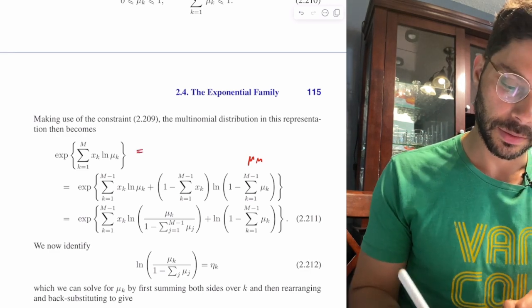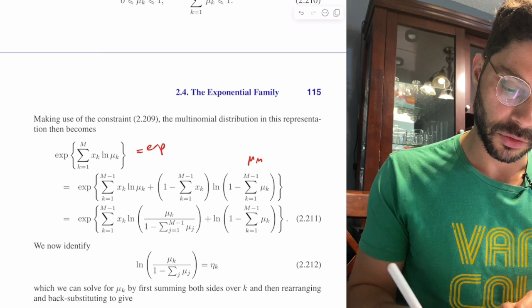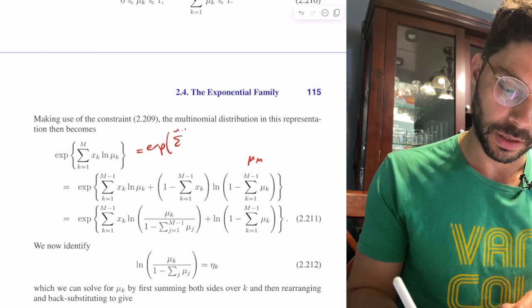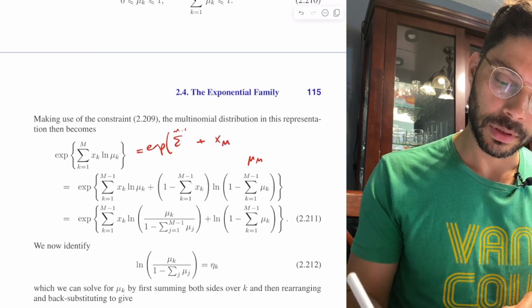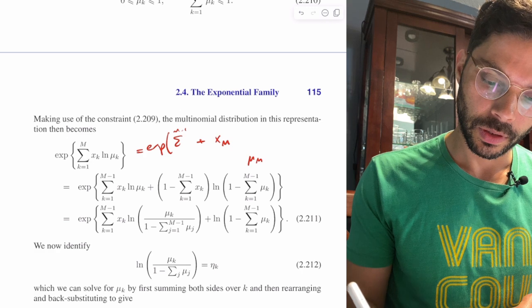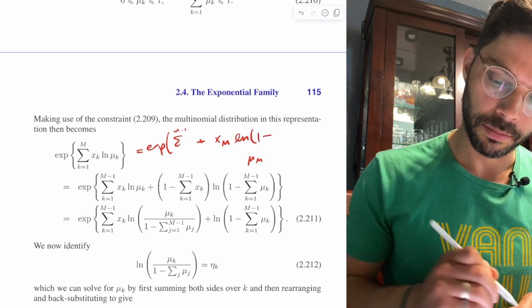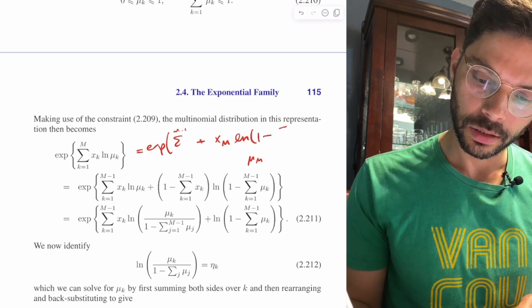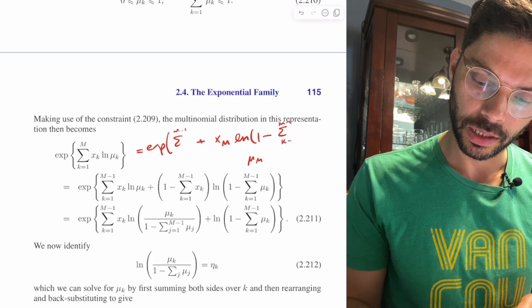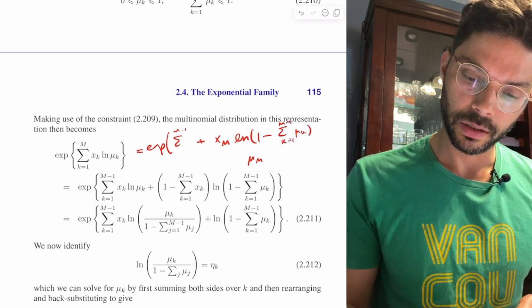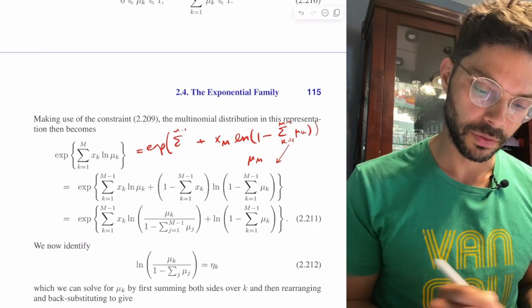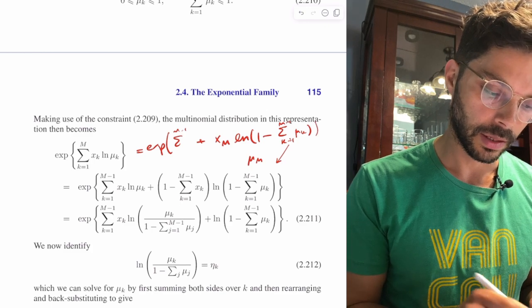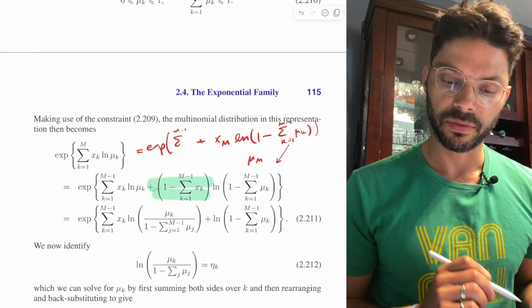So it's going to be the exponential of the sum from m minus 1 plus xm times ln of 1 minus the sum from k equals 1 to m minus 1 of mu of k. Good, so that's what we have here. Oh, and I see, yeah, so I was confused actually, about where this is coming from.